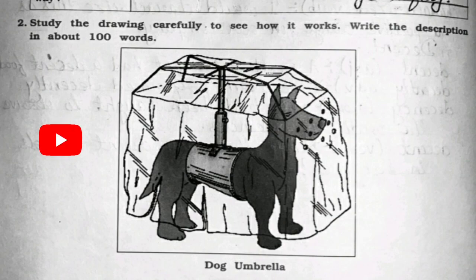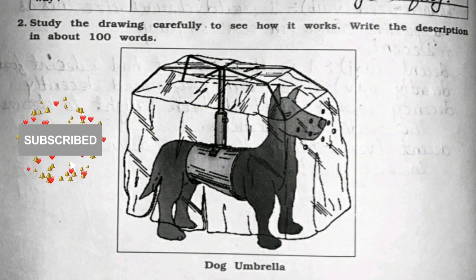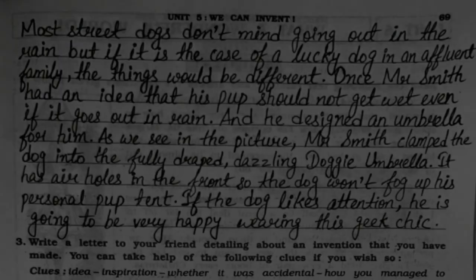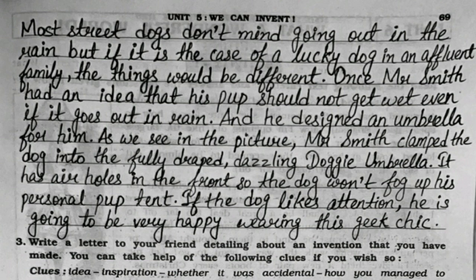Second question. Study the drawing carefully to see how it works. Write the description in about 100 words. So, the paragraph is, most street dogs don't mind going out in the rain, but in the case of a lucky dog in an affluent family, things would be different. Once Mr. Smith had an idea that his pup should not get wet even if it goes out in rain, and he designed an umbrella for him.